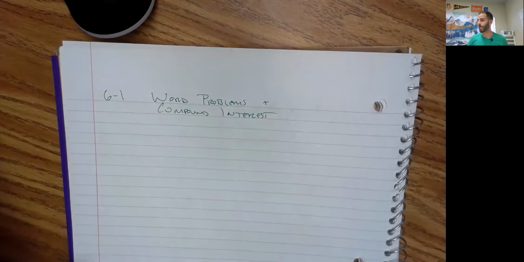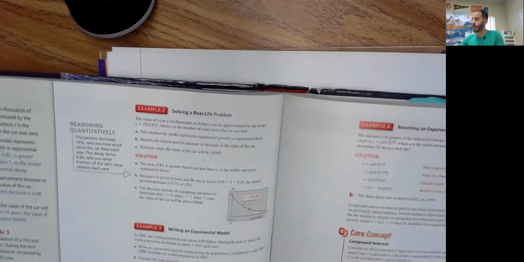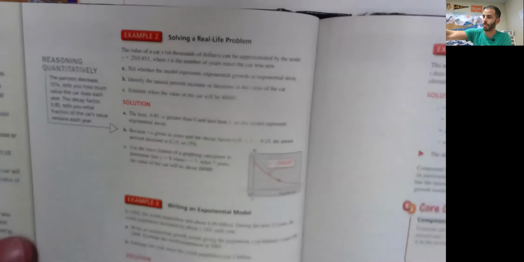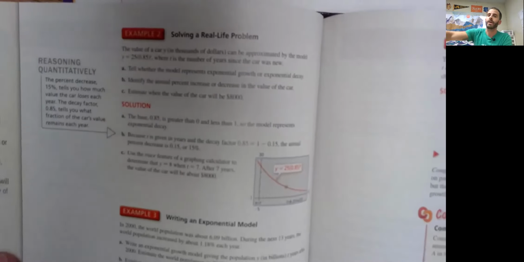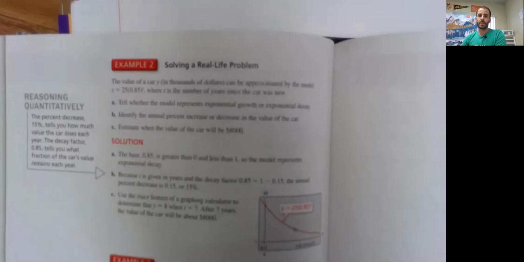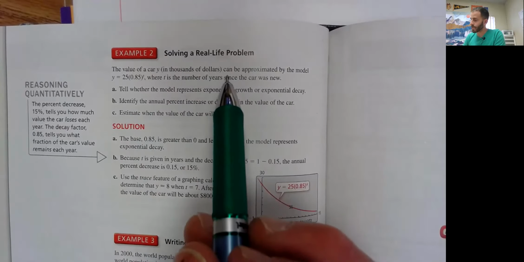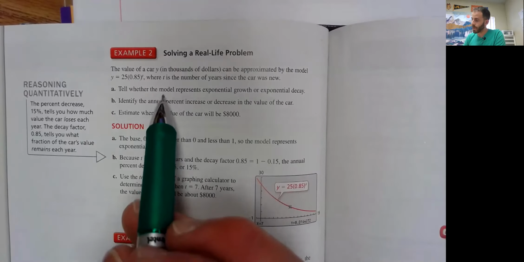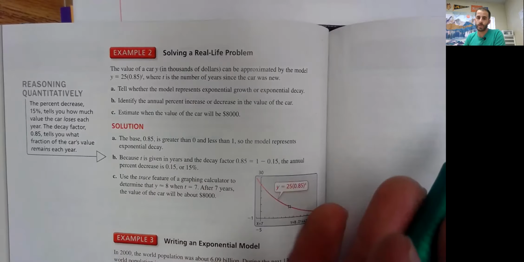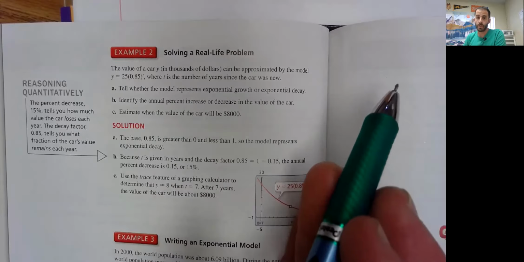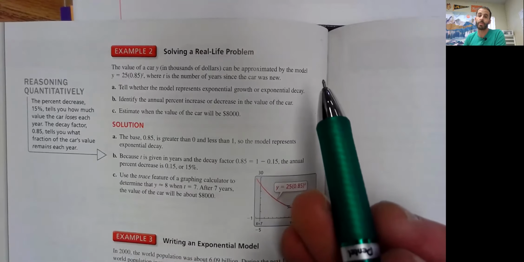All right, so 6-1, word problems and compound interest is where we're at. Okay, solving a real life problem. And this is a real life problem, finally, not talking about a rocket going up into space and then coming down in the beginning of the year like we probably did with parabolas. The value of a car, y, in thousands of dollars, can be approximated by the model, where t is the number of years since the car was new. All right, first of all, I'm just kind of getting an idea of what's here. You should do the same. I'll go back and fill in the math later.